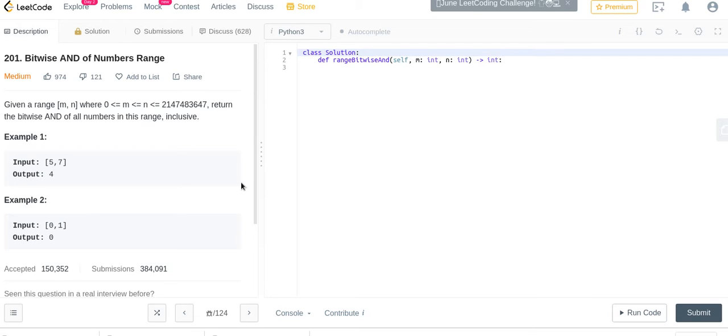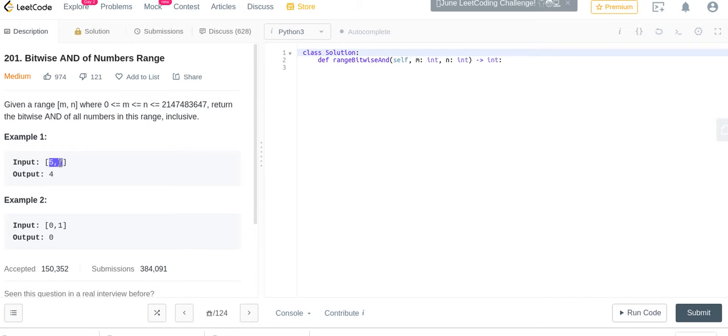LeetCode 201, Bitwise AND of Numbers Range. Given a range [m, n] where m is less than or equal to n and both are between 0 and 2^31 - 1, return the bitwise AND of all numbers in this range, inclusive.